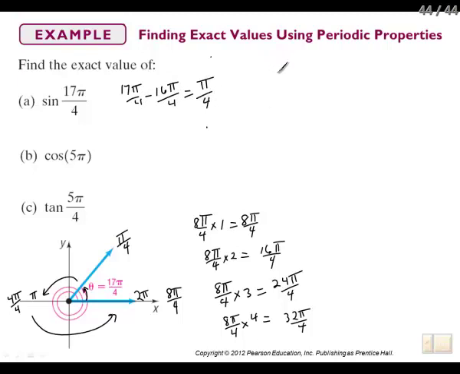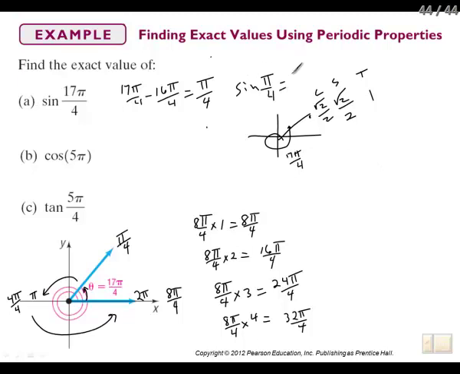So that would be the same thing as sine at pi over 4. If you look at it on the unit circle, down and then back to pi over 4. So we would say that would be 17 pi over 4. And so the values there are still square root of 2 over 2, square root of 2 over 2, for cosine, sine, tangent is 1. And so in this case, the answer is going to be square root 2 over 2.